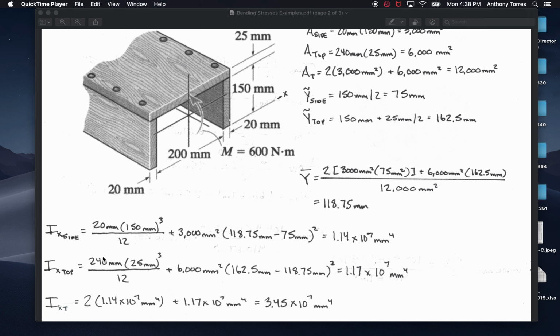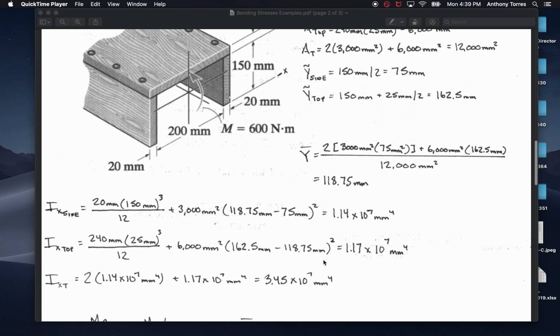For the top, base times height cubed again, but the base is the long side, so 240 times 25 cubed over 12, plus the area, 6,000. We need to get that distance. It's 162 minus 118. This time it's y squiggle minus y bar. Again, from the lecture, it doesn't matter. I always put the bigger number first because I want a positive number. If you're consistent, it's not going to matter because you're squaring it anyway. It's just a habit of mine. But that gets me 1.17 times 10 to the 7th.